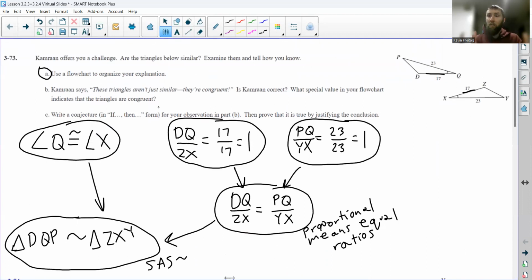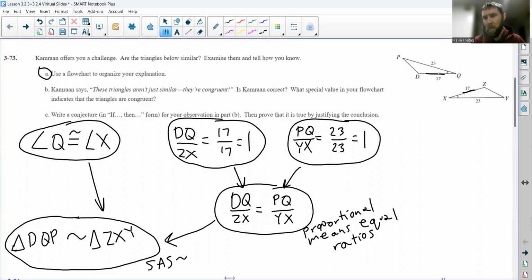Okay, so there is my flowchart proof of letter A of number 73. I made a flowchart proof that shows that I have similar triangles. All right, so letter B, my classmate says these triangles are not just similar, they're congruent to each other. Now, it asks, is he correct, right? Are these two triangles over here congruent to each other, or are they just similar to each other? Remember, congruent means same size, same shape. Similar just means same shape, but not necessarily the same size.